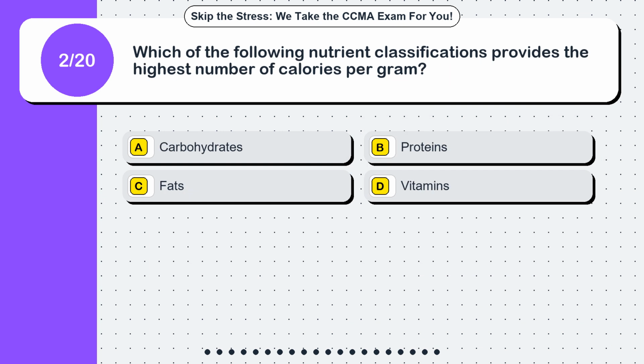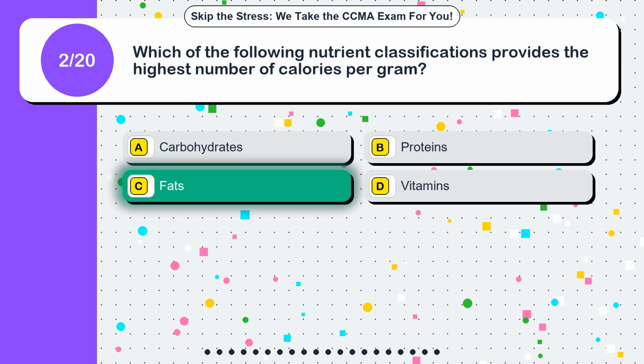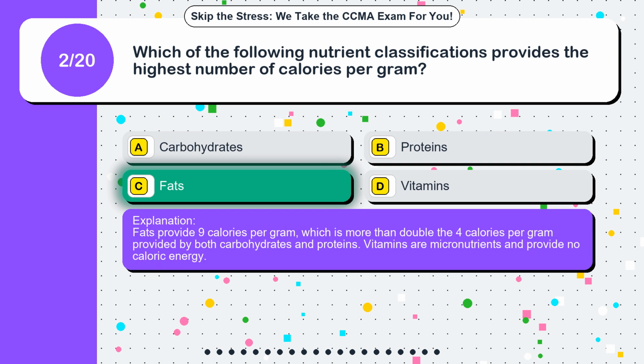Question 2. Which of the following nutrient classifications provides the highest number of calories per gram? Option A, carbohydrates. Option B, proteins. Option C, fats. Option D, vitamins. The correct answer is option C, fats. Fats provide 9 calories per gram, which is more than double the 4 calories per gram provided by both carbohydrates and proteins. Vitamins are micronutrients and provide no caloric energy.